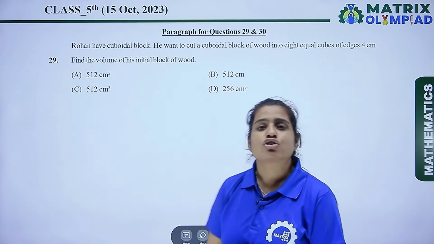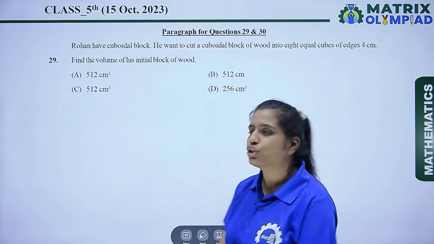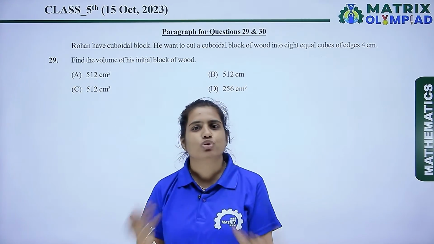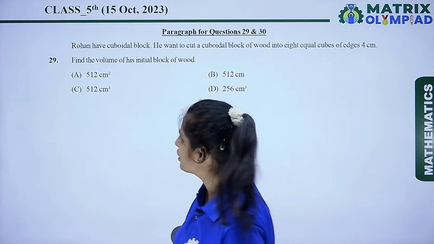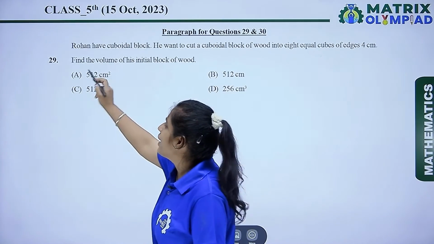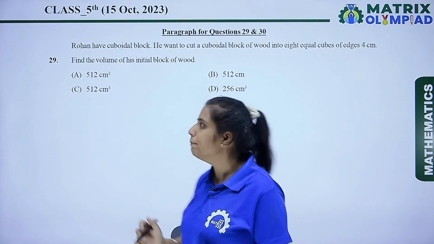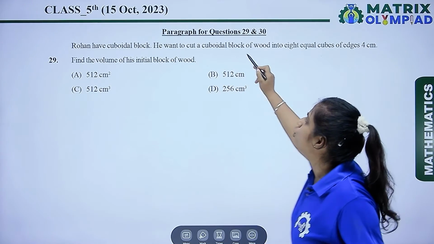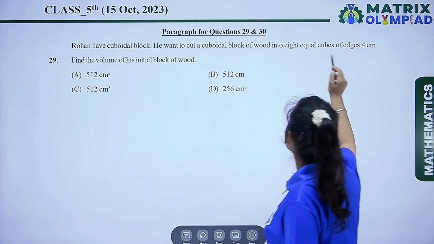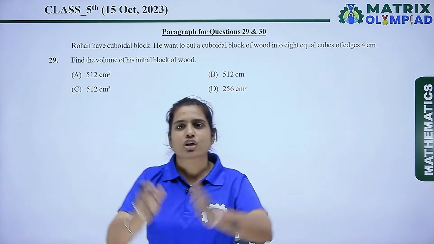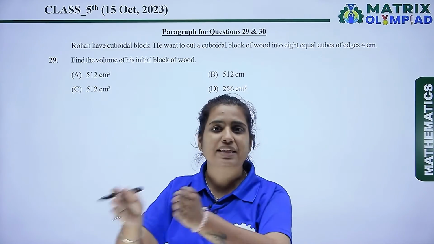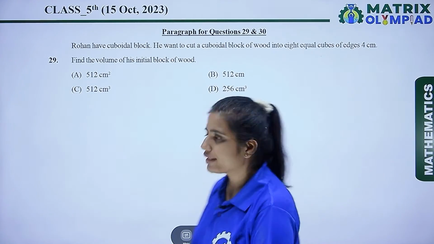Now let's solve question number 29 and in this question we have another paragraph. और दूसरा जो paragraph है ये हमें क्या information देता है? Let's find out. Paragraph says that Rohan have cuboidal block. रोहन के पास एक cuboidal block है. He want to cut a cuboidal block of wood into 8 equal cubes. वो चाहता है कि उसका जो cuboidal block है उसको वो 8 pieces के अंदर equally cut कर दे.